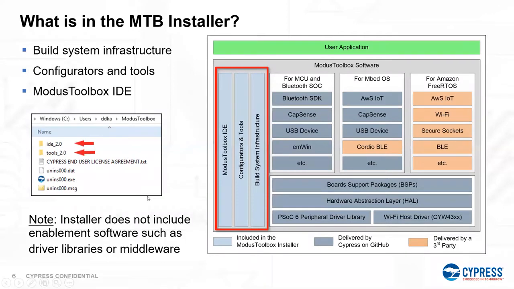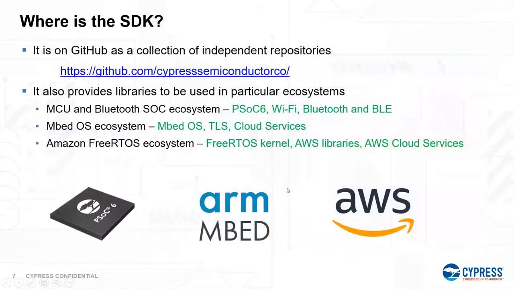Now the question you will ask me is, I talked about a lot of libraries being available in the previous slide, and with the installer, I don't see any one of them. So where are all the libraries, right? What we see in the installer is the three things that are highlighted here. You get the IDE, the configurators and tools, and the build system infrastructure, and for the rest of the things here on the side, you get all these libraries as part of our GitHub repository. This is the official link to our Cypress repository, and all of our libraries are hosted there.